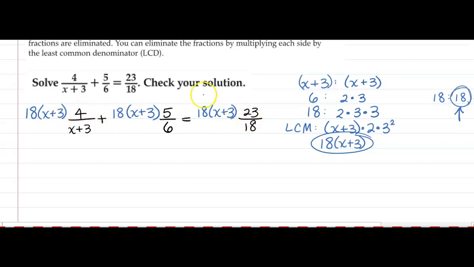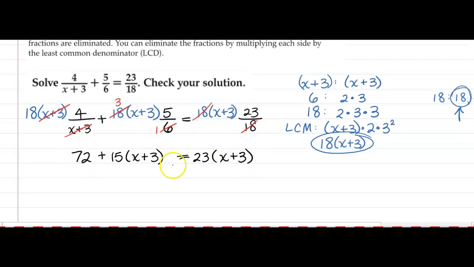But before I actually multiply anything, we want to simplify each piece. I have 3 pieces. In the first piece, the x plus 3's cancel, and all I have is 18 times 4, which gives me 72. In the next expression here, the 18 and the 6 cancel. When I multiply these two coefficients, 3 times 5 gives me 15, x plus 3. And on the right side of the equation, the 18's cancel, and I'm left with 23 times x plus 3.